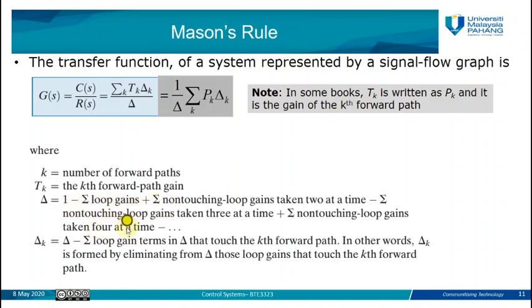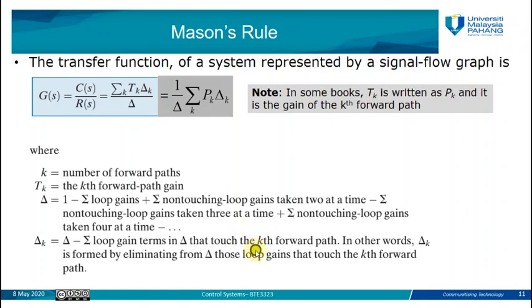Then we also have minus the summation of non-touching loops taking three at a time, taking four at a time. By taking three at a time we mean, as with taking two, that we are going to find any three loops which are not touching each other.